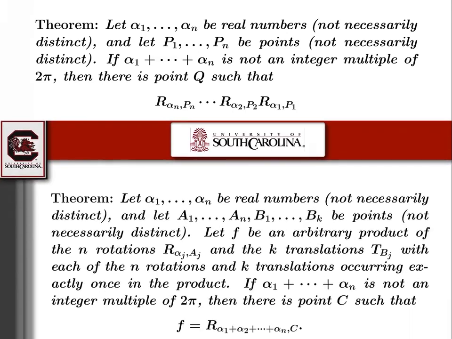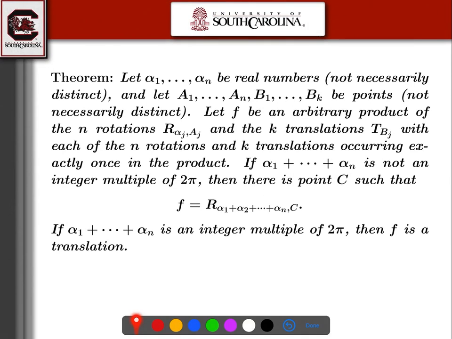Now, I want to go ahead and talk about an even more general theorem. So here I have rotations around A1 through AN by alpha 1 through alpha n, respectively. But I also have some translations by B1 through BK. And I want you to imagine doing these rotations and translations in any order. So just go ahead and do them in some order, but any order is okay. I don't mean they have to be done in this order. I can do a rotation around A3 by alpha 3, followed by a translation by B1, followed by a rotation around A1 by alpha 1, and so on. Just use all of these at least exactly once. So we're doing N rotations and K translations, but in any order.